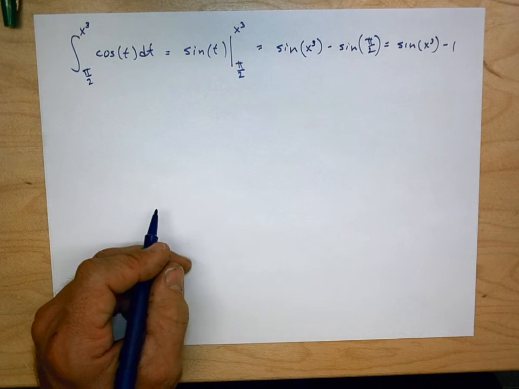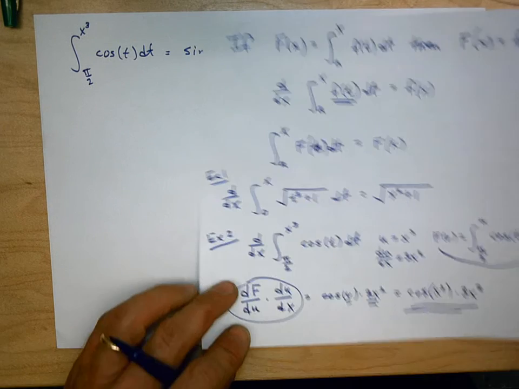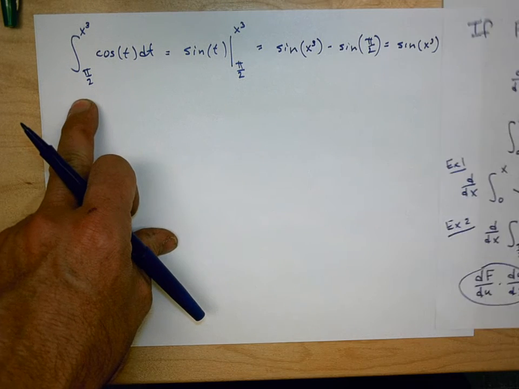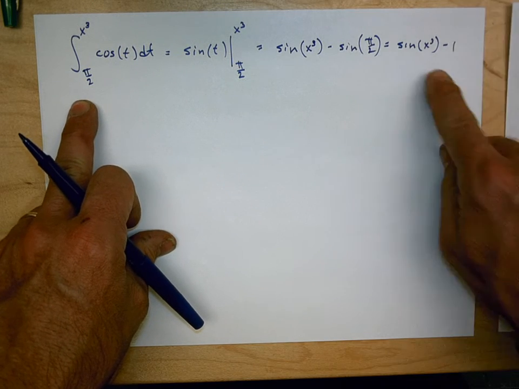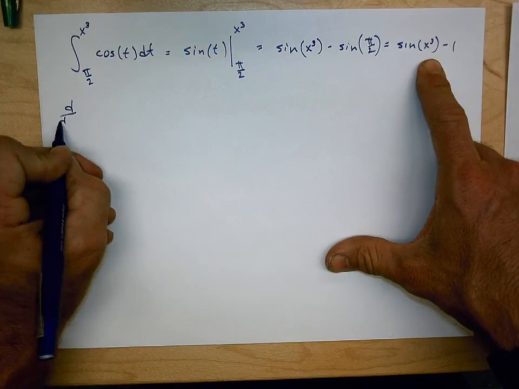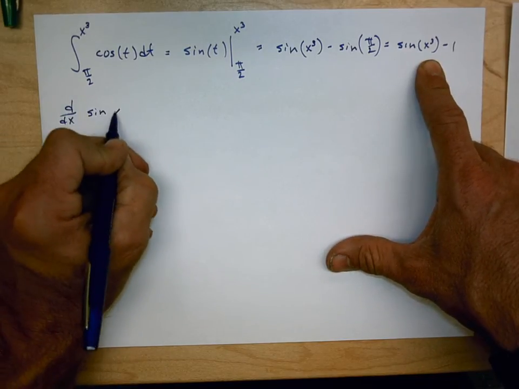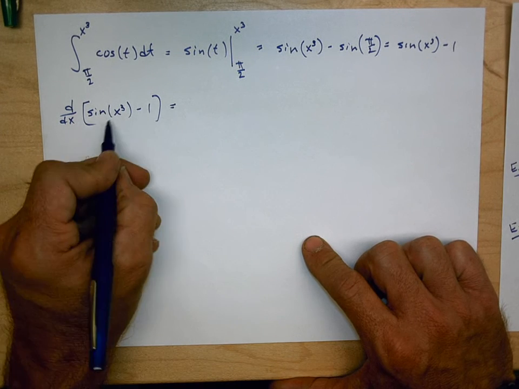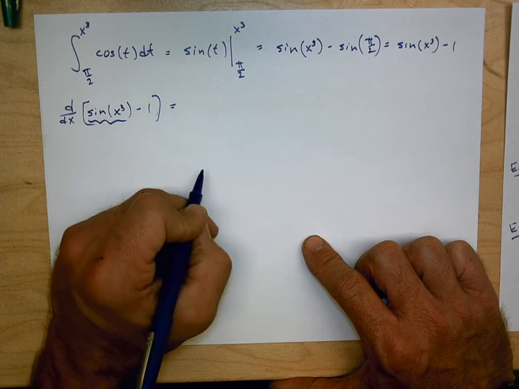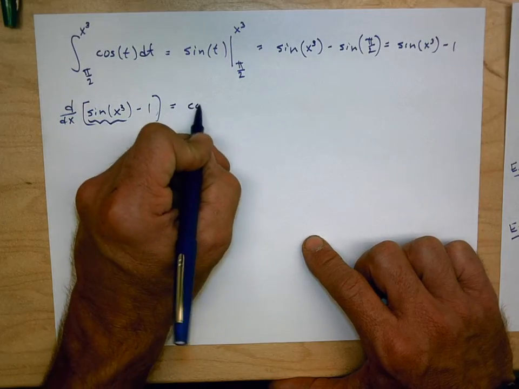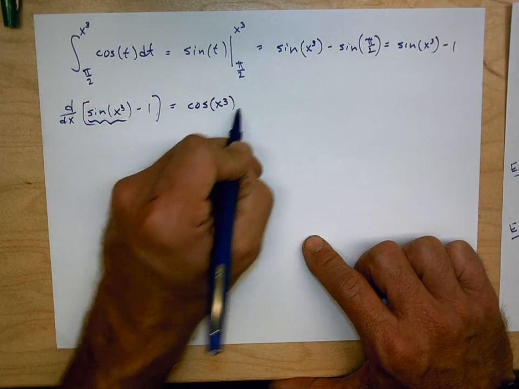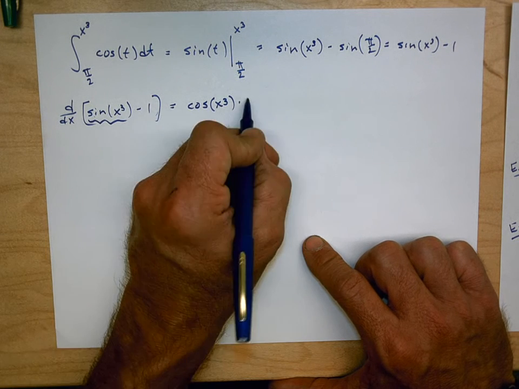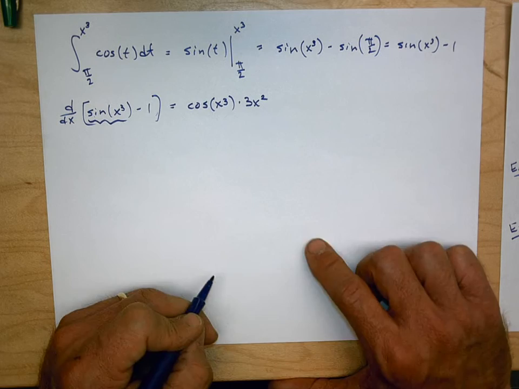All right. Now what we wanted originally was the derivative of this. So I have found another expression for this right here. So now what I want is the derivative with respect to x of sine of x cubed minus 1. All right? So I have to use the chain rule for this part, and the derivative of 1 is 0. So I end up with cosine of x cubed. That's the derivative of the outside function evaluated at the inside function times the derivative of the inside function, which is 3x squared. So we get the same thing back.